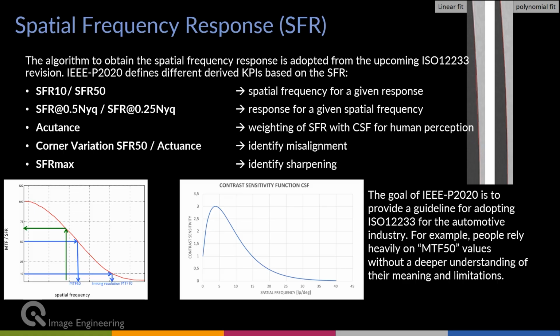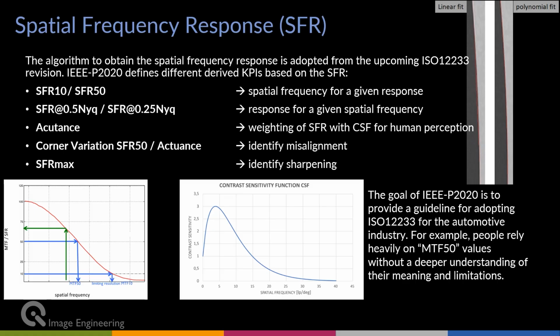For example, SFR 10 or SFR 50, so that is the spatial frequency for a given response. But also SFR at half Nyquist or at quarter Nyquist, that is the response for a given spatial frequency, so in the opposite direction. For human vision applications, which you also have in automotive, like rear view cameras or in-cabin applications, you then have the acutance, which is the SFR weighted with the contrast sensitivity function for human perception.